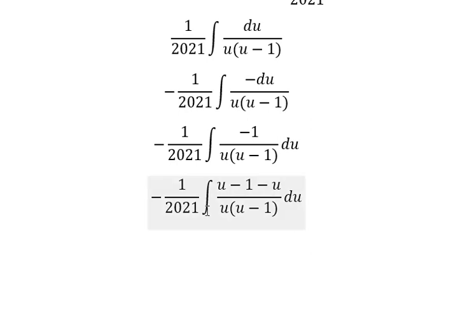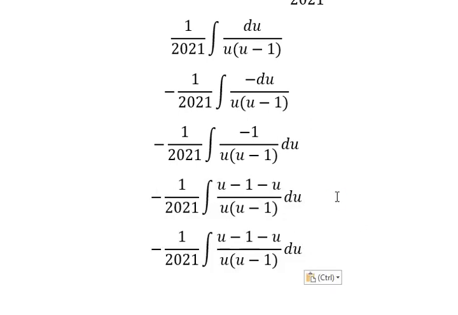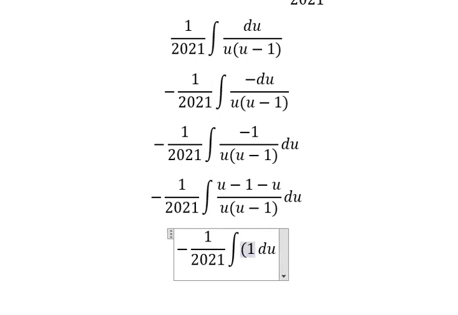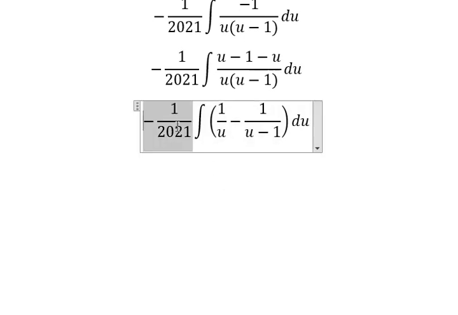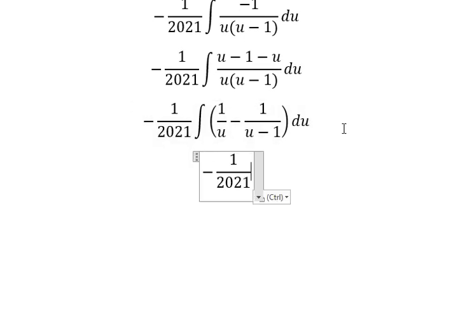So this one divided by this one, and u divided by u. So we have 1 over u minus 1 over u minus 1. And now we have the final answer.